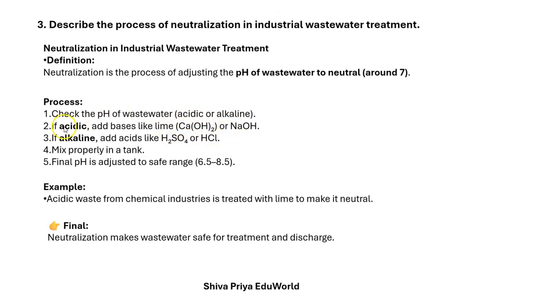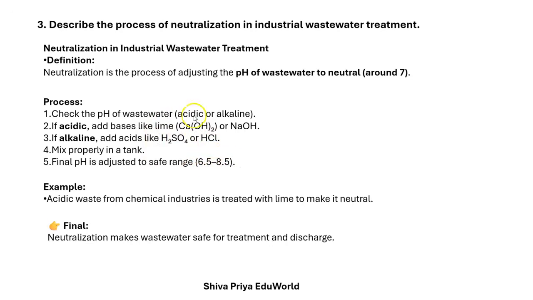Clear? If it is acidic, we add alkalis. And if it is alkaline, we have to add acids like H2SO4, which means sulfuric acid, and hydrochloric acid. Clear? Mix properly in a tank. After adding, we have to mix it properly in a tank, and the final pH is adjusted to the safe range, that is 6.5 to 8.5. That is neutral level.